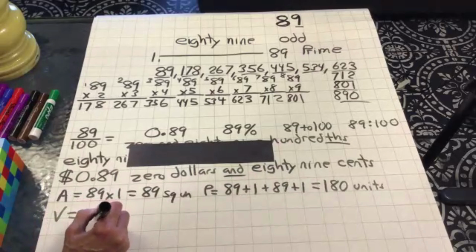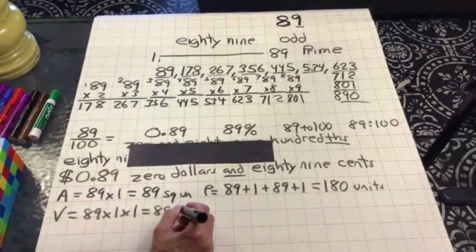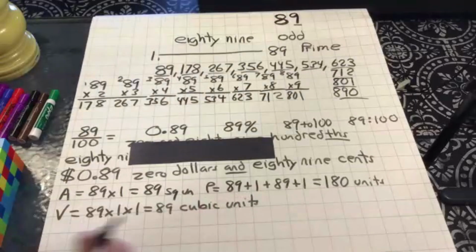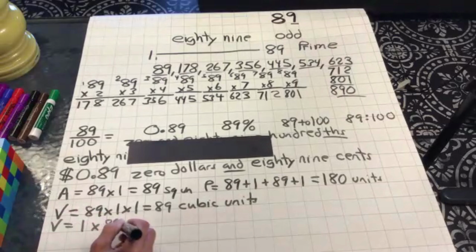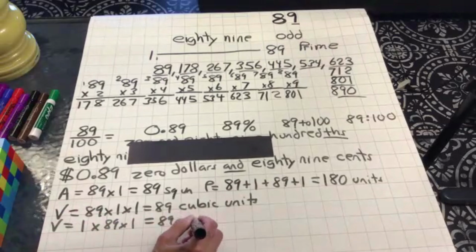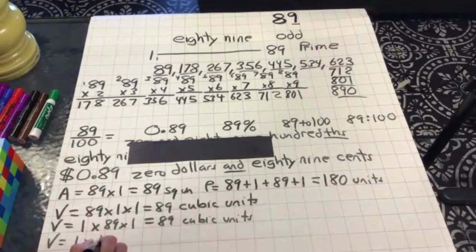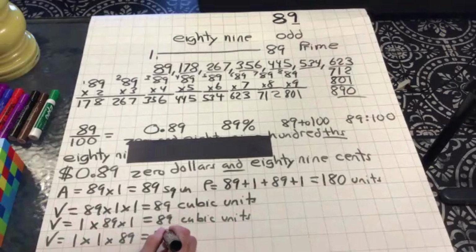Volume would be an 89 by 1 by 1. So if I had 89 cubes, I can arrange them as 89 across by 1 deep by 1 tall, or I could arrange it a 1 wide by 89 deep by 1 tall. Or I can arrange it a 1 wide by 1 deep by 89 tall to keep it in a rectangular prism.